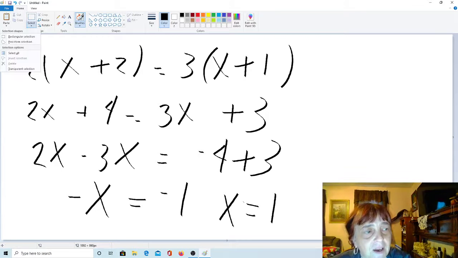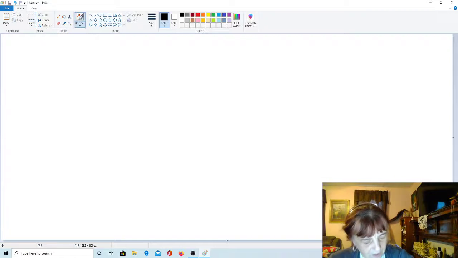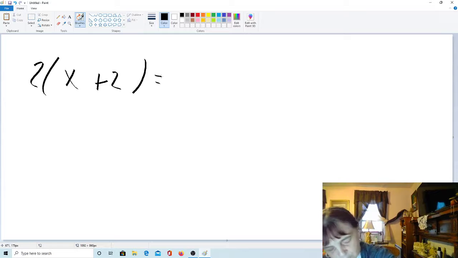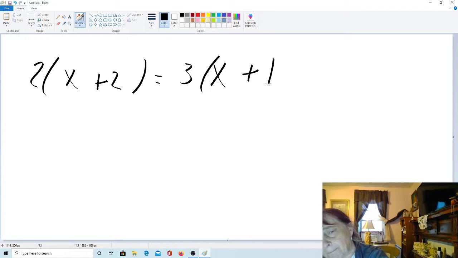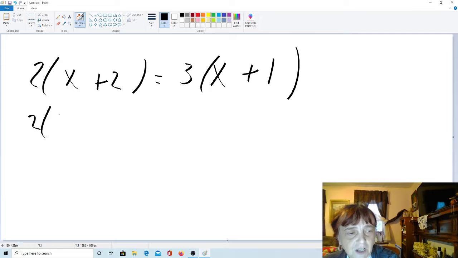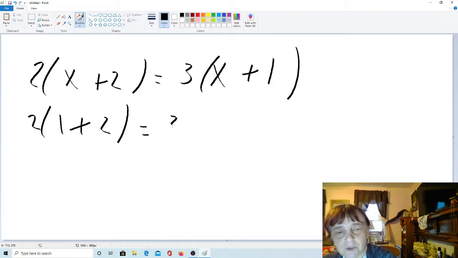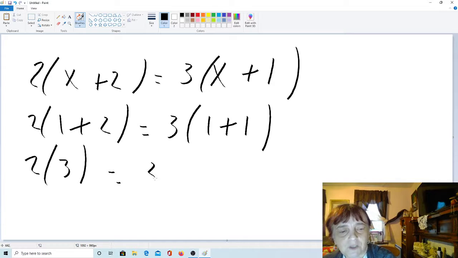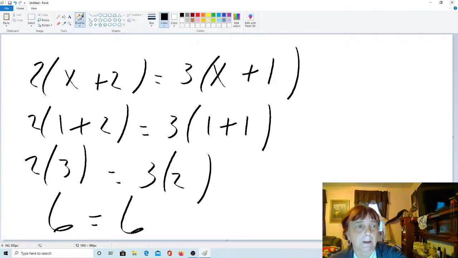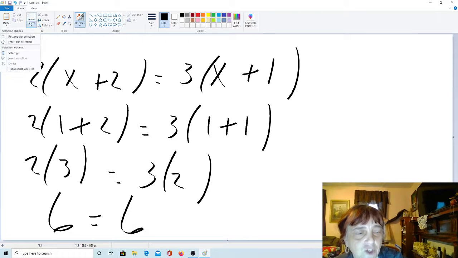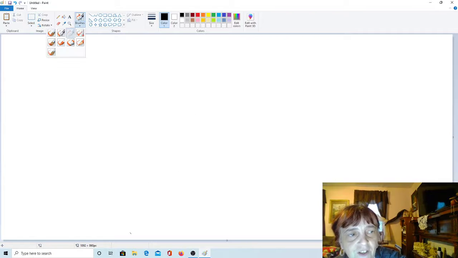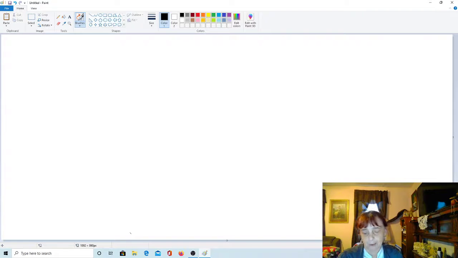Okay, so if you go back and check it, 2 times x plus 2 equals 3 times x plus 1. If x is 1, is 2 times 1 plus 2 equals 3 times 1 plus 1? Is 2 times 3 equals 3 times 2, which is 6 equals 6. So that is correct. Okay, so our original answer is x equals 1. I just checked it. If it doesn't check right, you've either checked it wrong or you've worked the problem wrong.